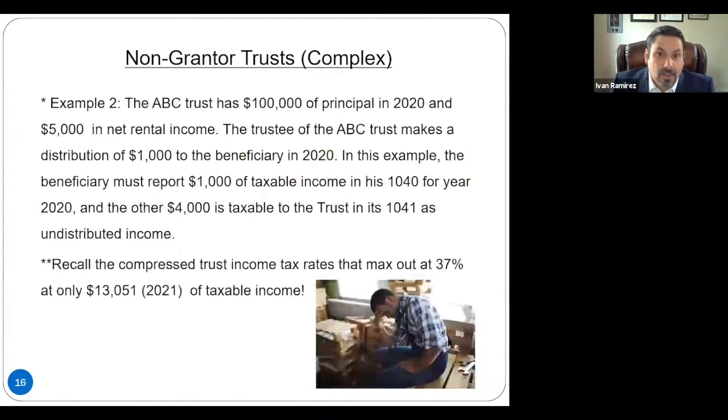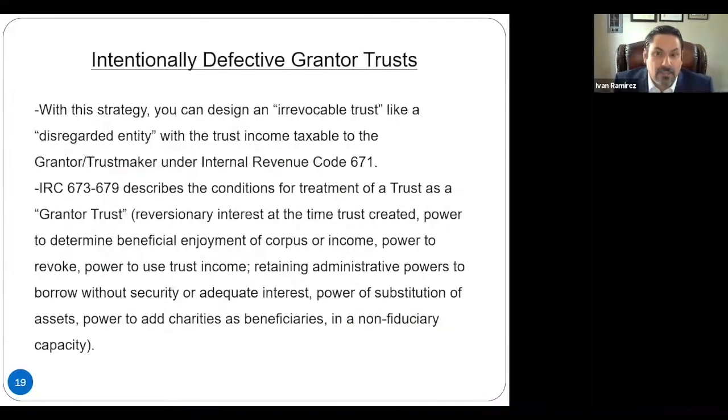Okay, let's set it up as an intentionally defective grantor trust. So under this strategy, under certain conditions, under sections 673 to 679 of the code, we can set up an irrevocable trust to be taxable like a grantor trust, okay? So this allows an irrevocable trust to be taxed like a grantor trust for income tax purposes, right?